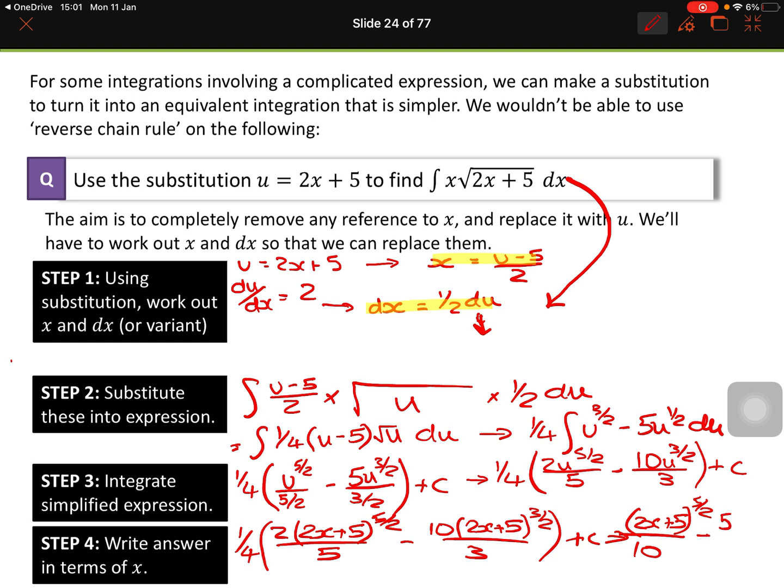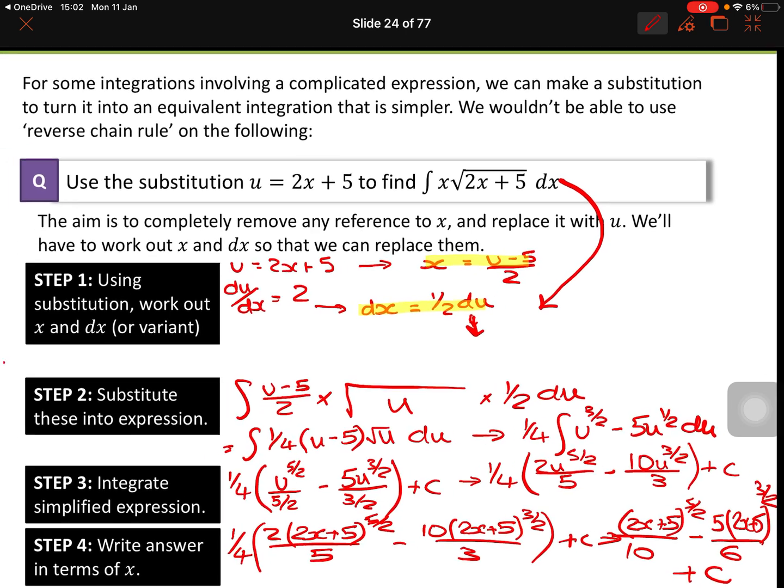So we'll have 5 lots of 2x plus 5 to the 3 over 2 over 6 plus c. So just a case of tidying it up at the end. But it's all about using that substitution at the top to integrate in terms of u, because we've changed it into du rather than dx. Okay, and then substitute back in at the end. So we put it back in terms of x, and we can work it out from there.